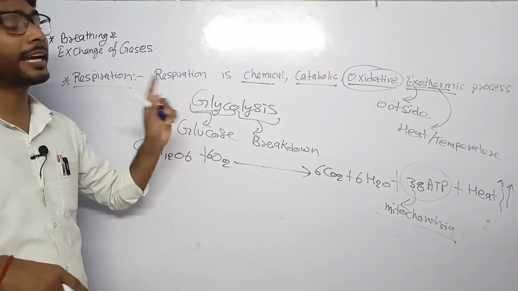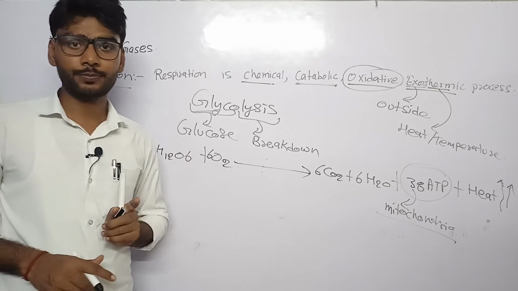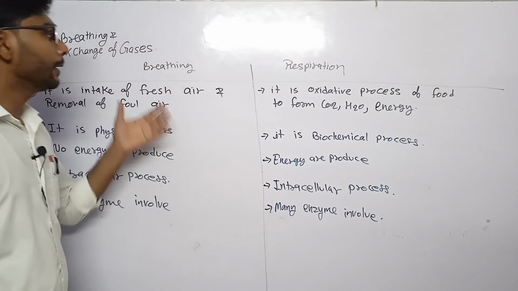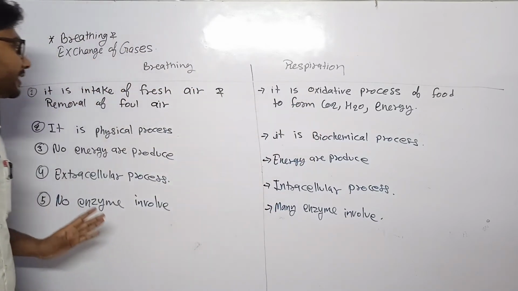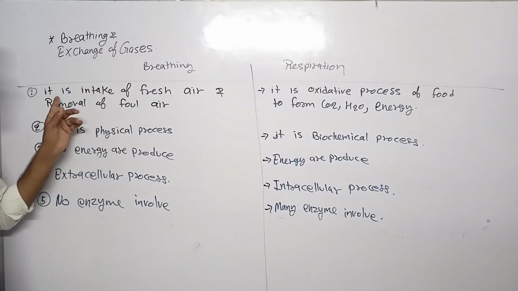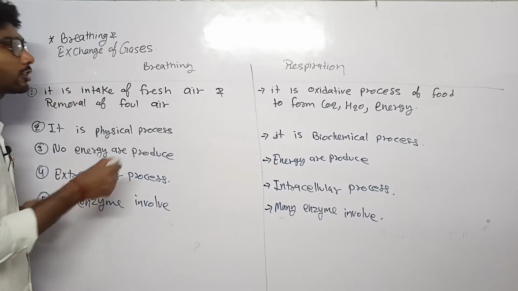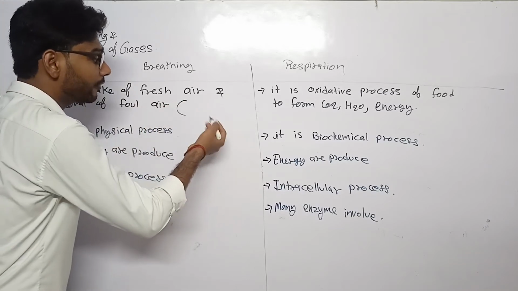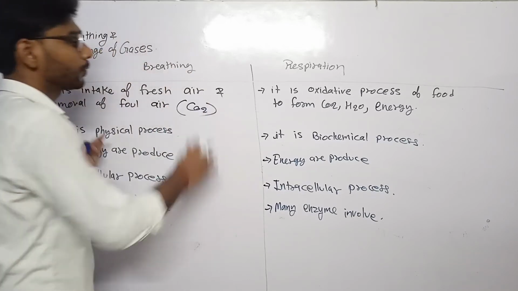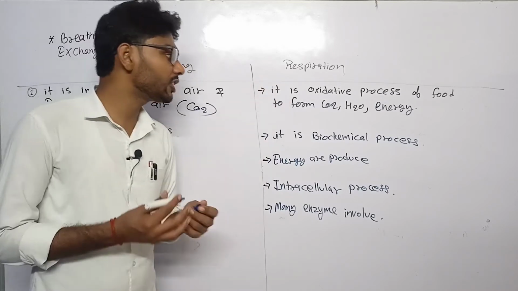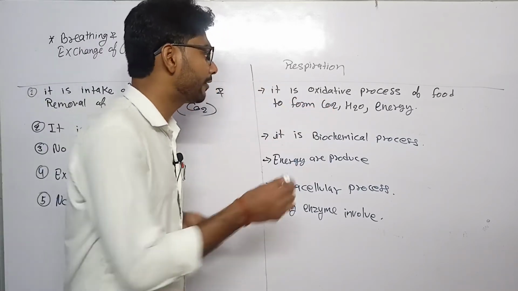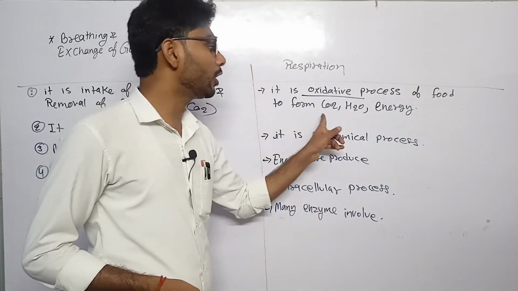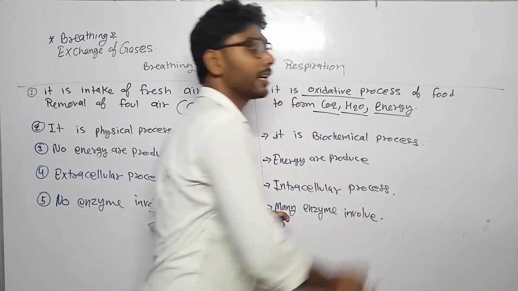Okay, so this is the complete process of respiration, and now we will make a difference chart between respiration and breathing. Please note this one. So here is a chart of difference between breathing and respiration. The first difference is, in case of breathing, it is intake of fresh air, that means oxygen, and removal of foul air, that means air having a lot of carbon dioxide. Okay, while when we talk about respiration, it is the oxidative process, that means oxygen is used for food breaking to form carbon dioxide, water and energy.